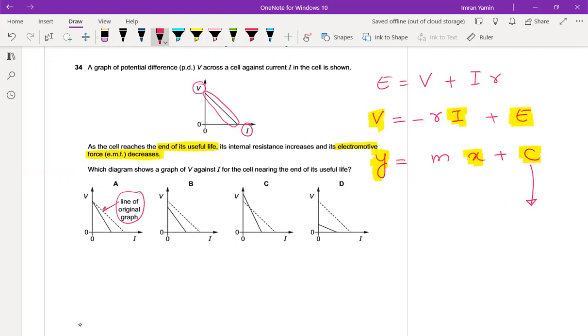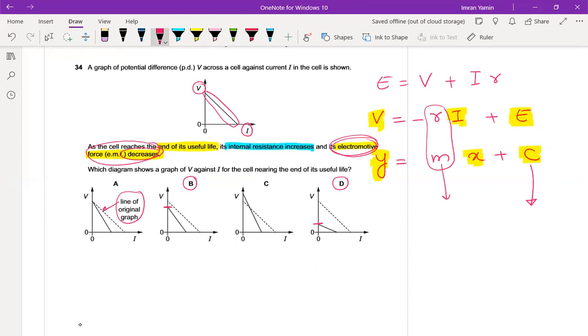As it is given that EMF decreases, the y-intercept of the dark line should decrease. So it is available in option B and in option D. Sir, why? Because EMF decreases, so the y-intercept of the cell decreases in option B and D. And now, what about internal resistance? Sir, internal resistance is the gradient of the line. And in this question, it is given that internal resistance increases.